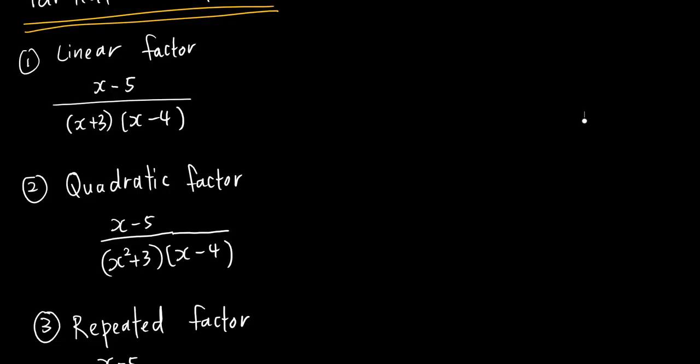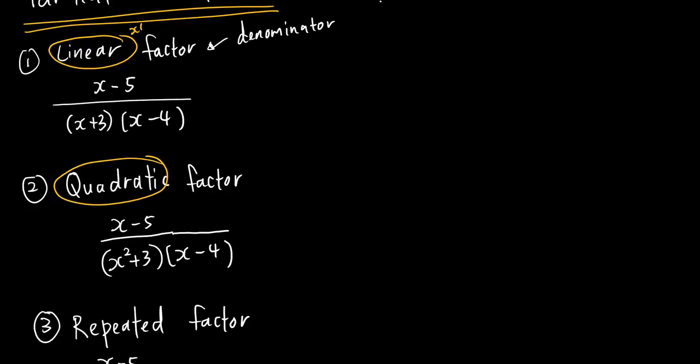So the first is what they call linear factor. When they say factor here, they are talking about the denominator. So when I say linear factor, that means the denominator over here is linear. When I say linear, you should understand that linear basically means x power of 1. When I say quadratic, that means you can see the denominator over here will have x squared.